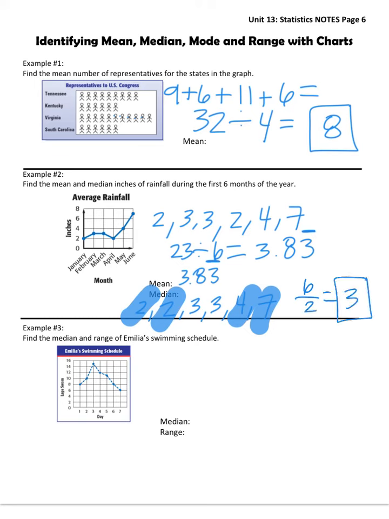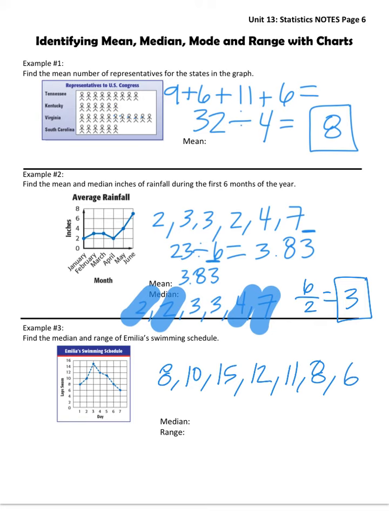Okay, last thing is find the median and range for Amelia's swimming schedule. So 8, 10, 15, 12. So I'm just pulling these numbers from the line plot. For day 5, it's 11. Day 6, it's 8. And day 7, it's 6.